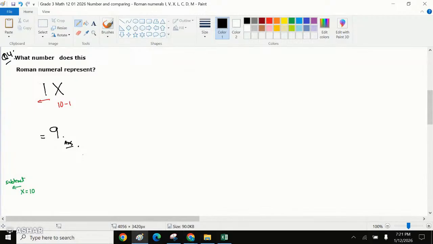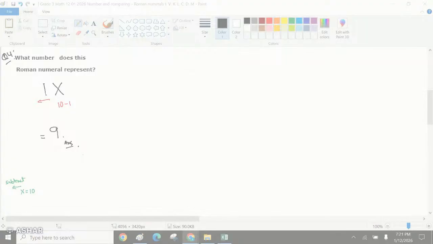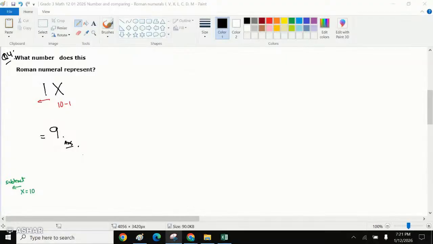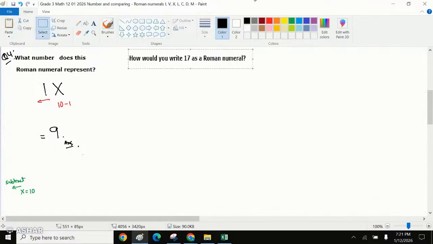Okay, moving on to the next question. It says, how would you write 17 as a Roman numeral? Let's try to write 17 as a Roman numeral. So we have this as question number 5. I'll just align this so that we have enough space. Question number 5 says, how do you write 17 as a Roman numeral?